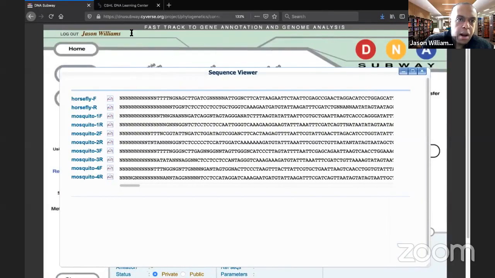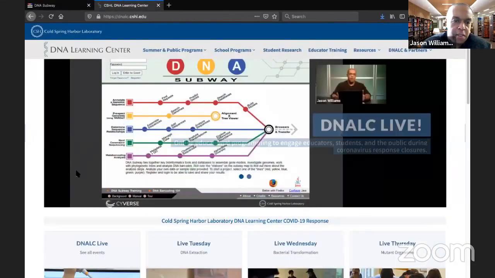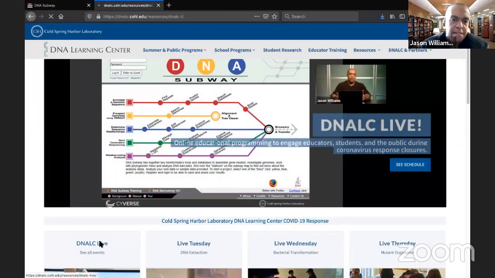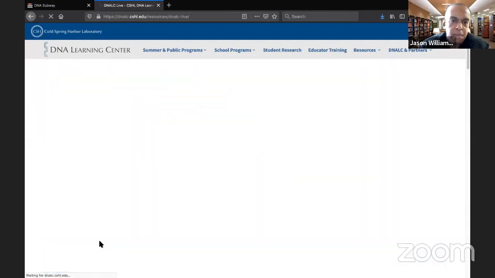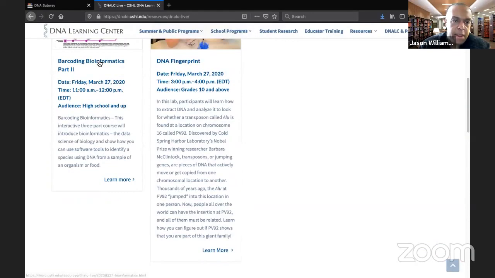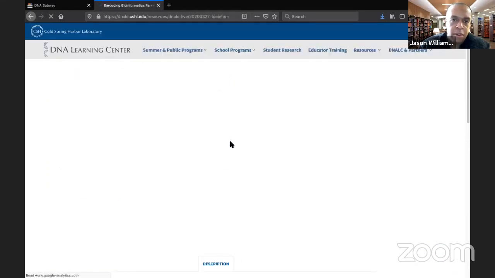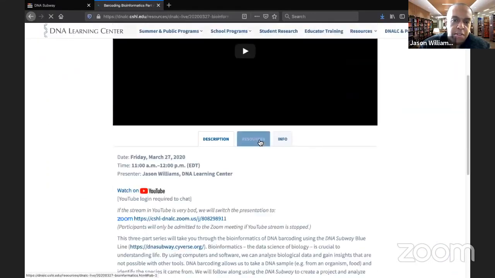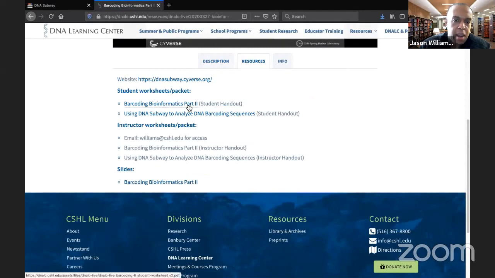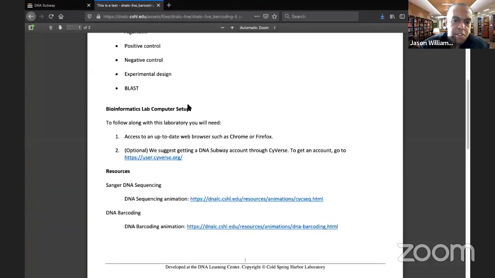If you're following along with the website, there's a sheet. Go to the DNA Learning Center homepage and DNA Center Live, and you'll find Barcoding Bioinformatics Part 2. And the Part 2 worksheet is also under Resources, the student handout. And from there, you'll find this sequence. So you can follow along with me as much as is possible.